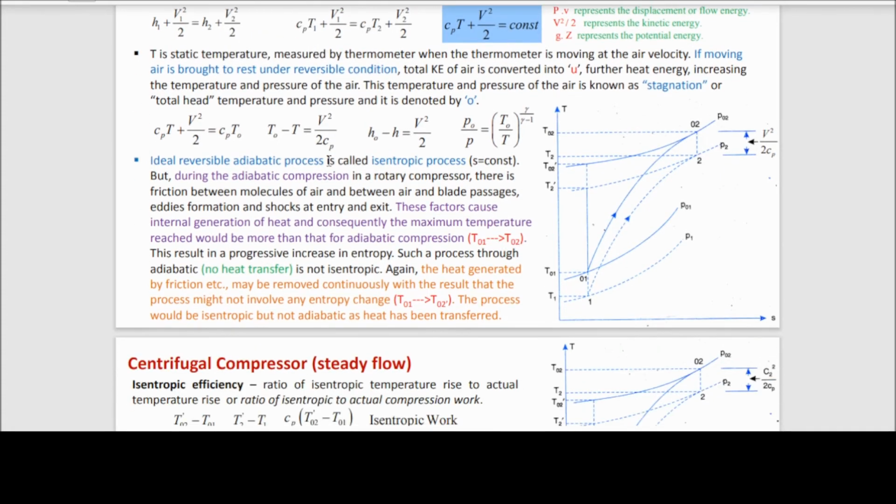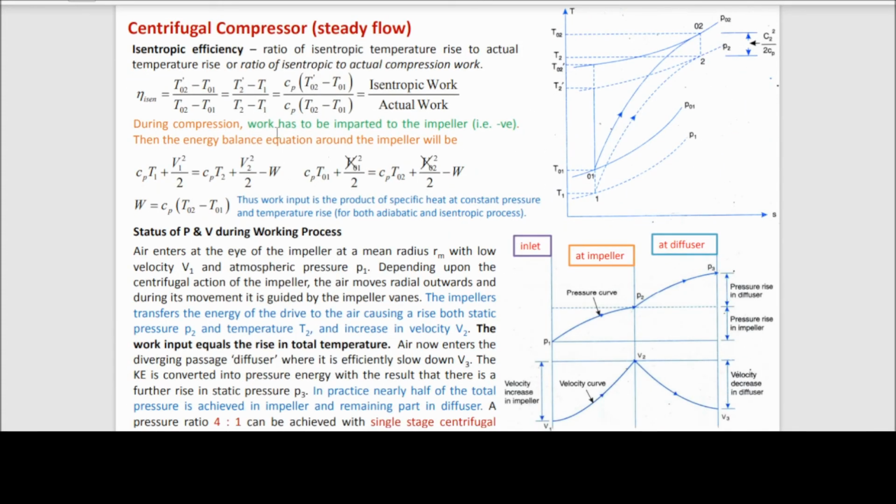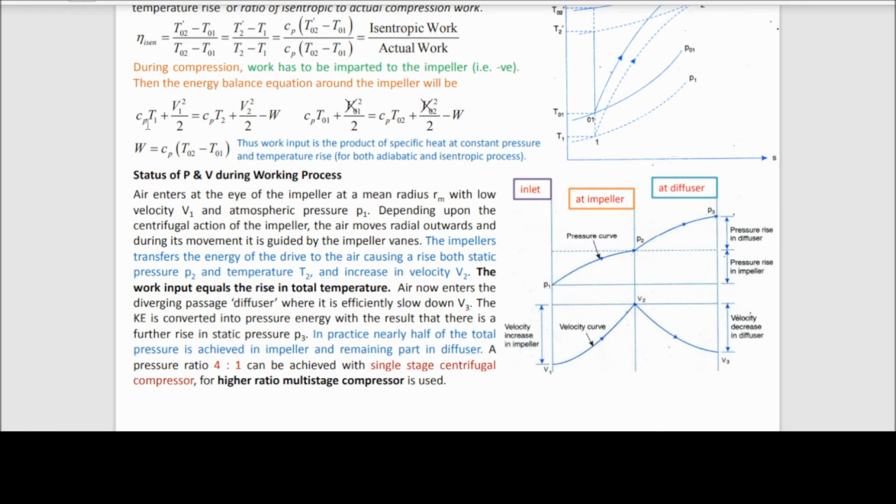Okay, I will show you in the next slide. Okay, here it is. So there we did not consider the work. Here you can read it: Cp T1 plus V1 square by 2, this is the energy that is given in, and this is equal to Cp T2 plus V2 square by 2 minus W. So W in minus W out was there, and W out is not there because the compressor is not producing any work, but positive W in was there. So I take this W in to the right hand side, and that becomes minus W. This is the work that we have given in.